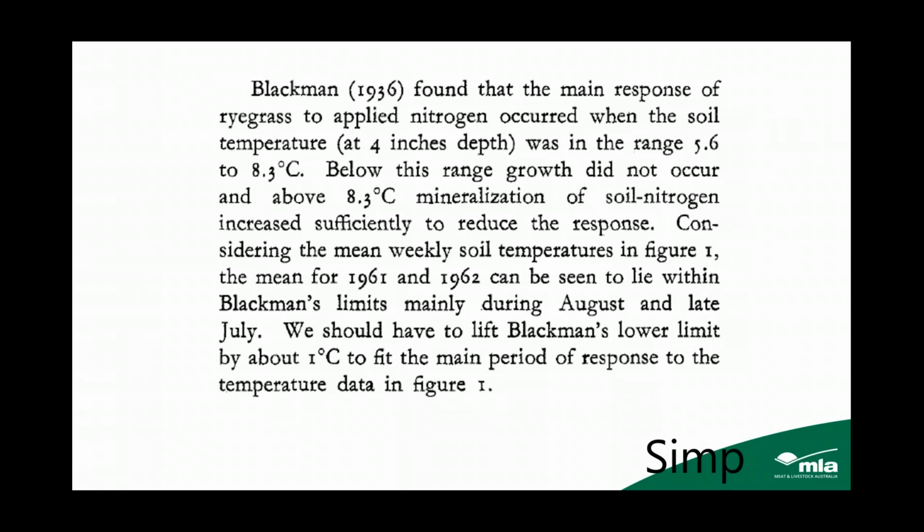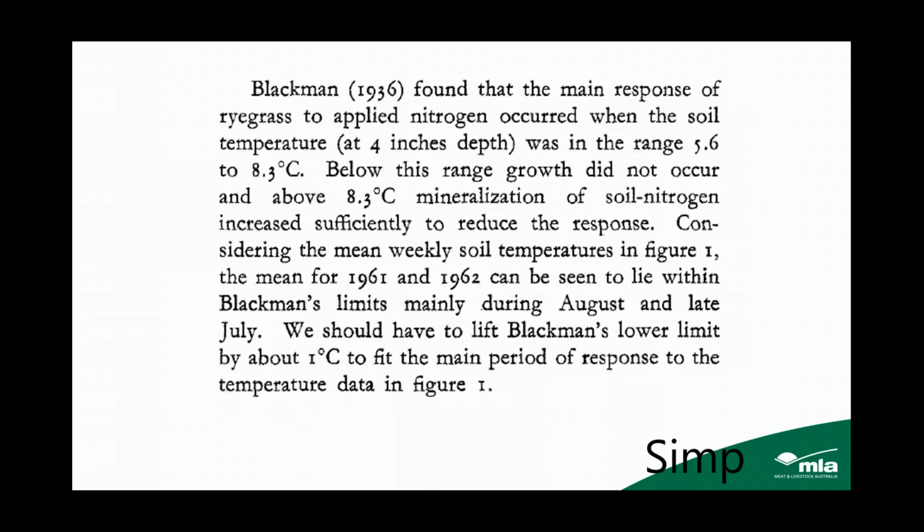Below this range, growth did not occur, and above 8.3 degrees, mineralization of soil nitrogen increased sufficiently to reduce the response. Considering the mean weekly soil temperatures in Figure 1, the mean for 1961-62 can be seen to lie within Blackman's limits. So basically, what he's saying is that there is a part of the year, between 5 and 8 degrees, where mineralization will be limiting but growth will still be able to occur, and that's why we get the responses.